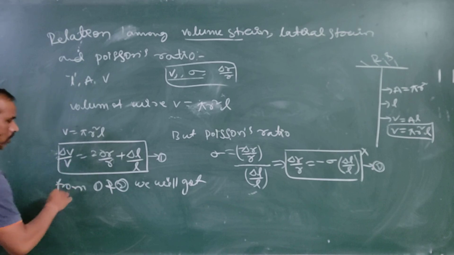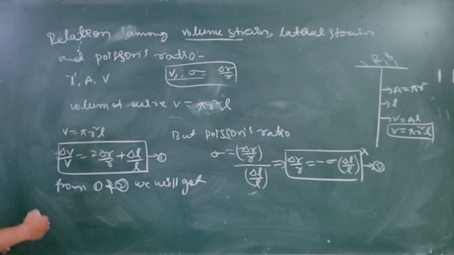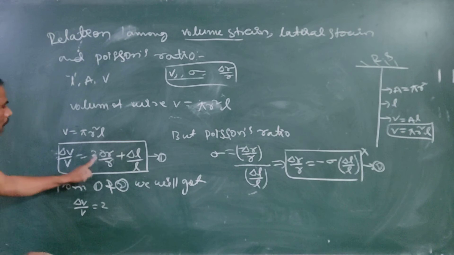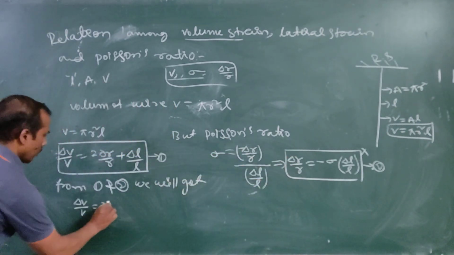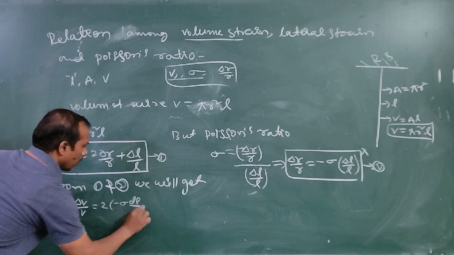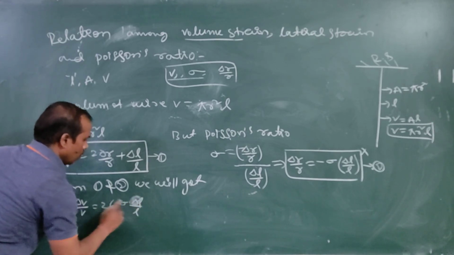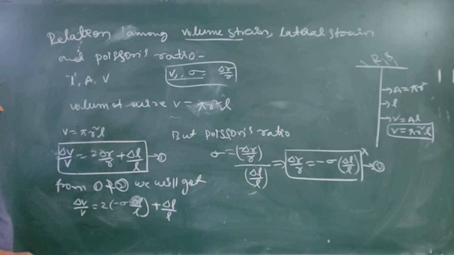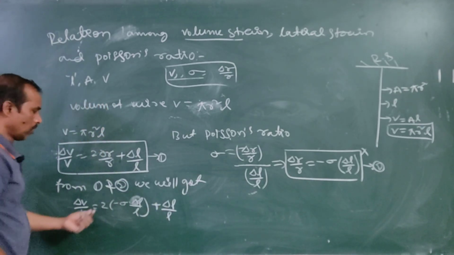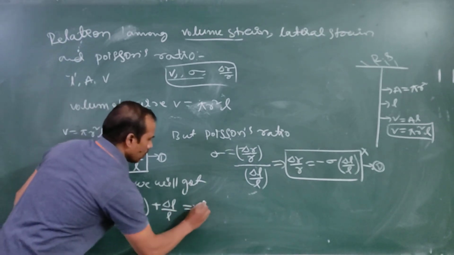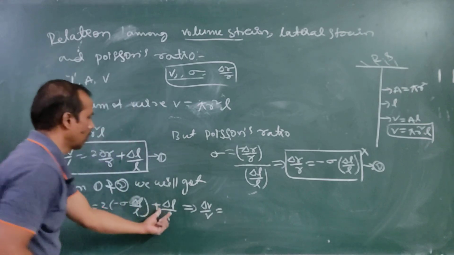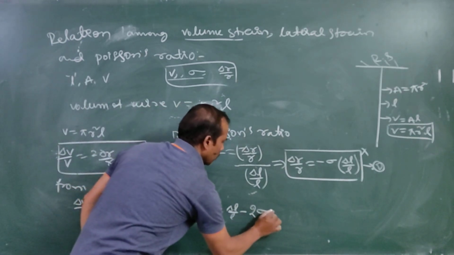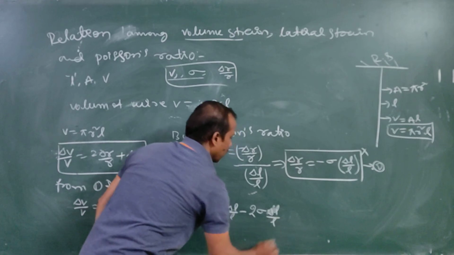delta V by V. Delta V means change in volume, so volume strain delta V by V is equal to 2 into delta R by R. Delta R by R is equal to minus sigma into delta L by L. Substituting, plus into minus, the common terms simplify: delta V by V is equal to delta L by L minus 2 sigma delta L by L.